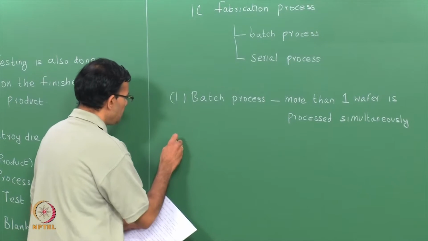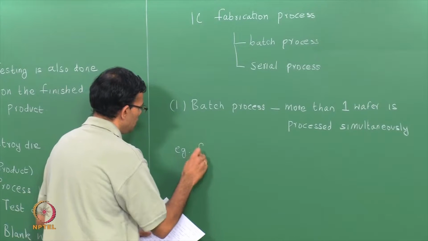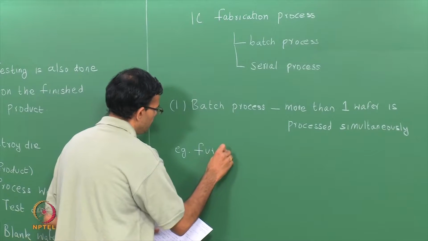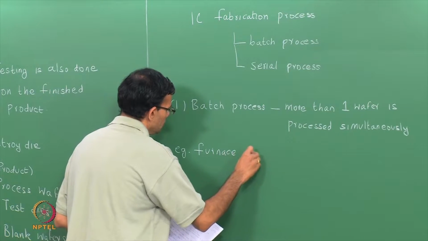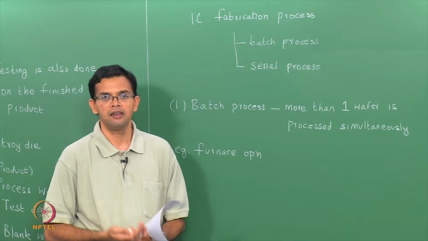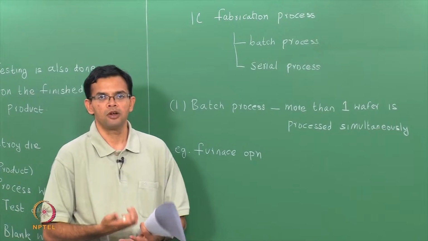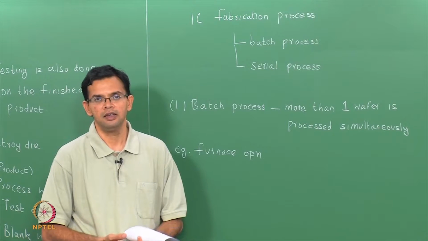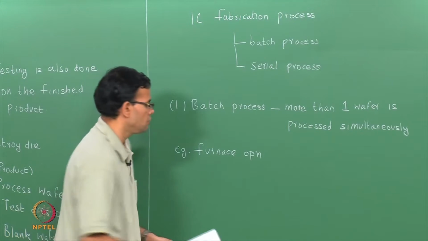A typical example of a batch process is a furnace operation. For example, we have looked at the layering process, and one of the processes we looked at during layering was oxide growth.